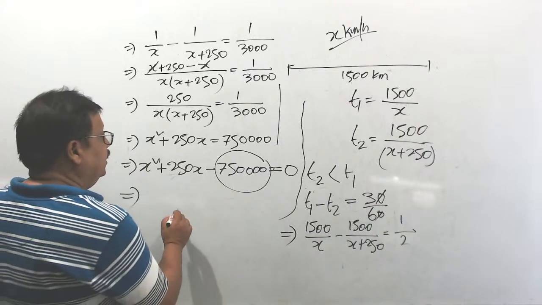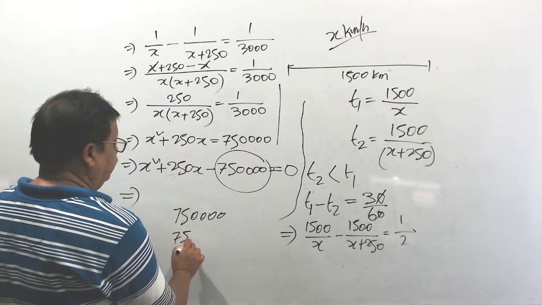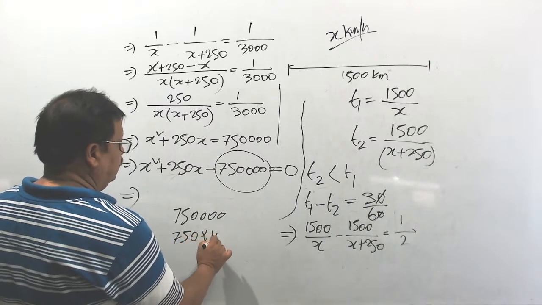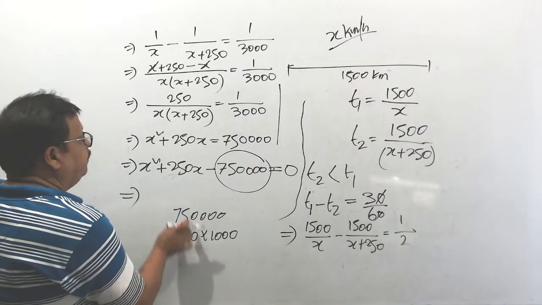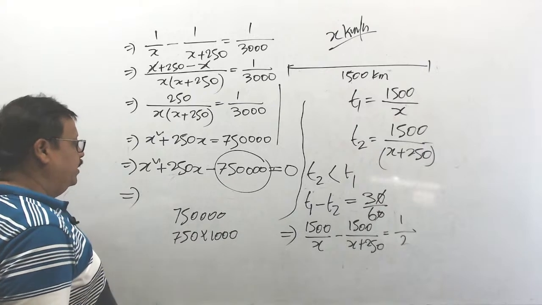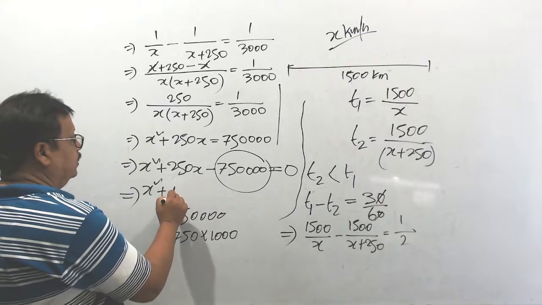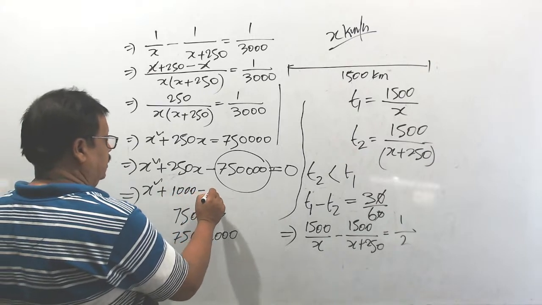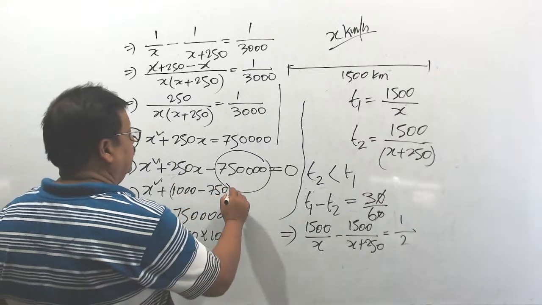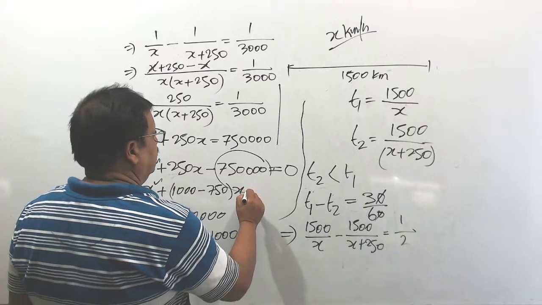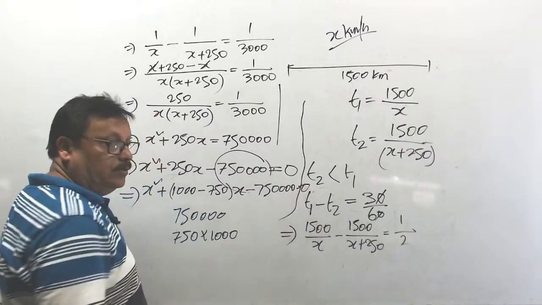Follow the trick. That means 750000, you can write 750 into 1000. Is it not? 1000 minus 750 is equal to 250. Getting? So 250 means 1000 minus 750. x square plus 1000x minus 750x minus 750000 is equal to 0. Understood?